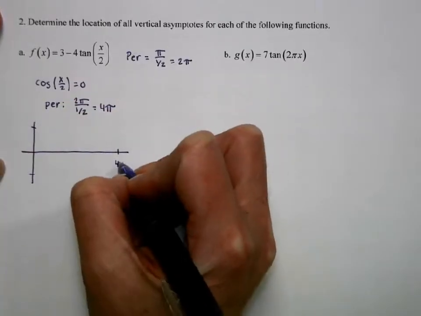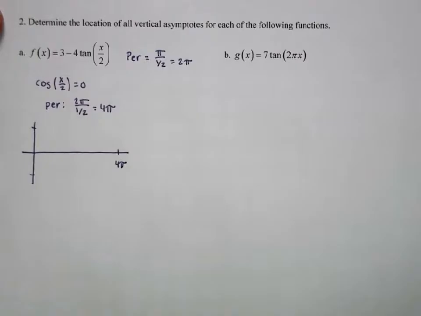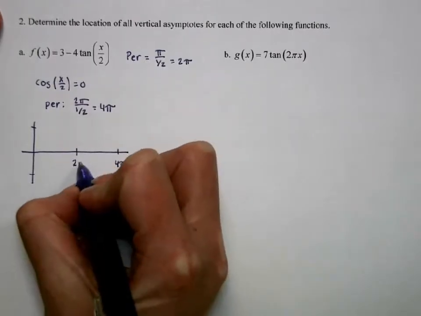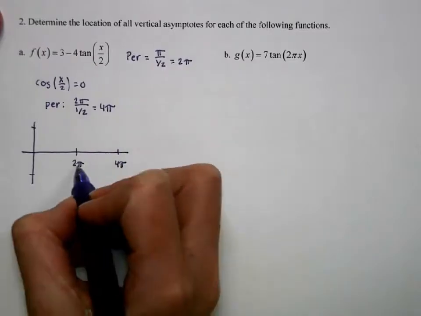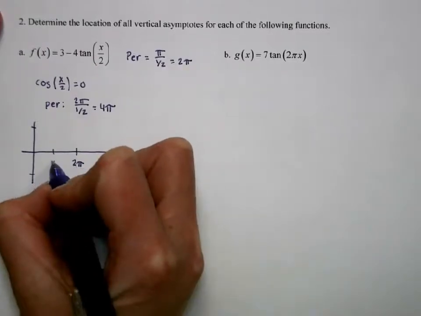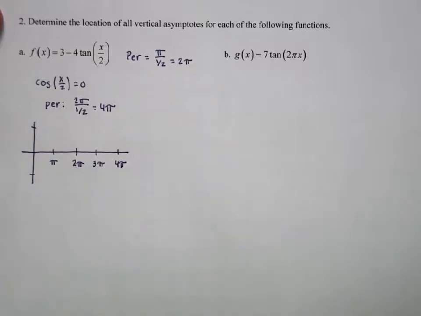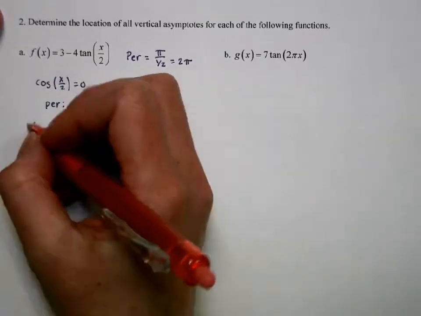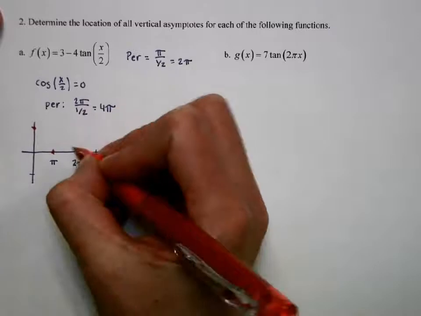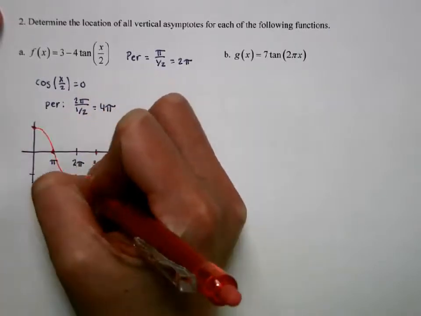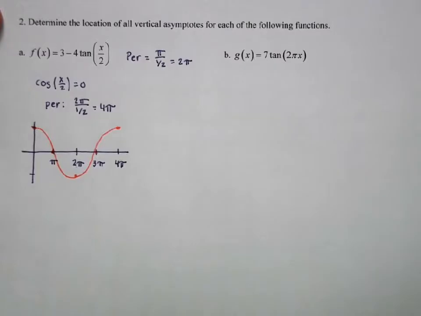When I graph this, I'm just going to graph one cycle because that'll give me enough information. It's going to complete one cycle in 4 pi. I'm going to cut that up into 4 equal pieces. I like to cut that first one in half and then cut that in half. And we're graphing a cosine curve. So cosine crosses the y-axis at the maximum. And we get something like this.